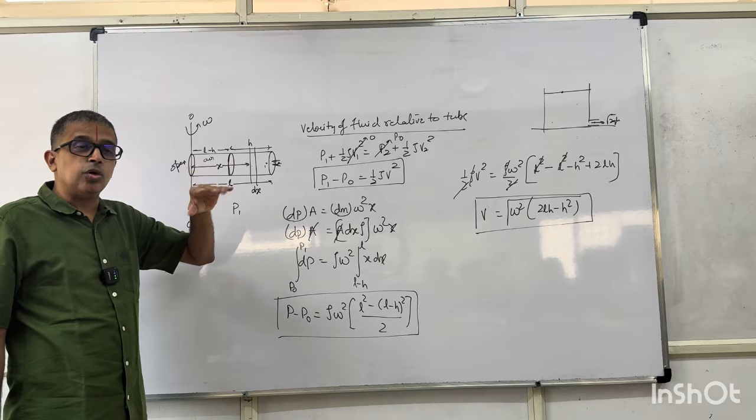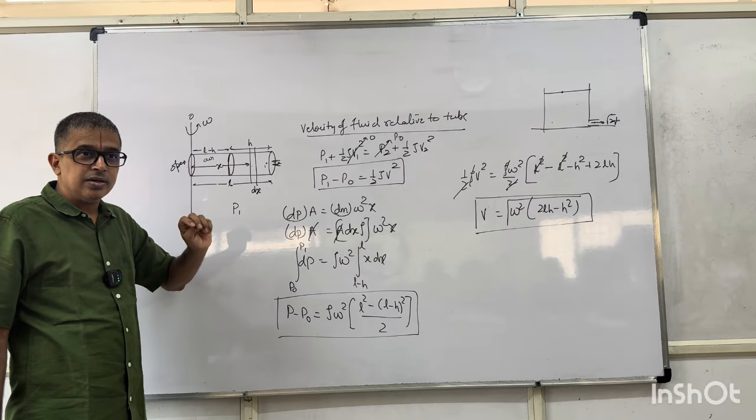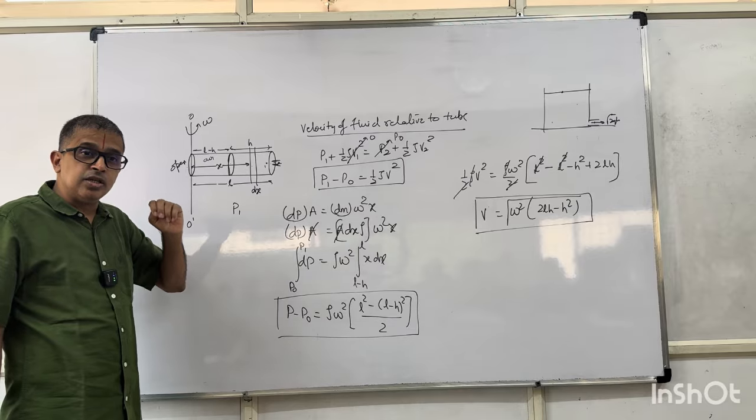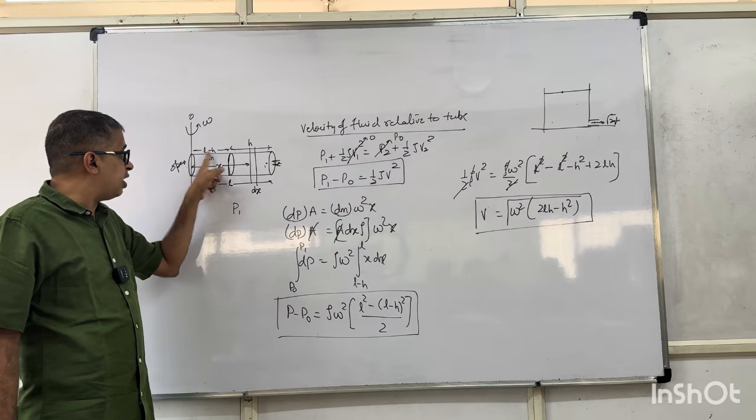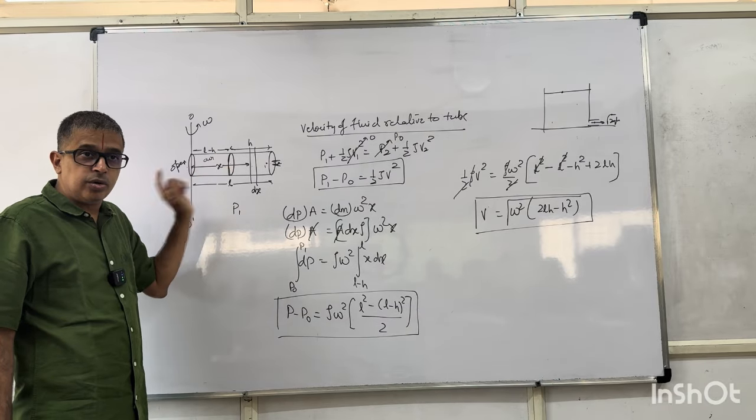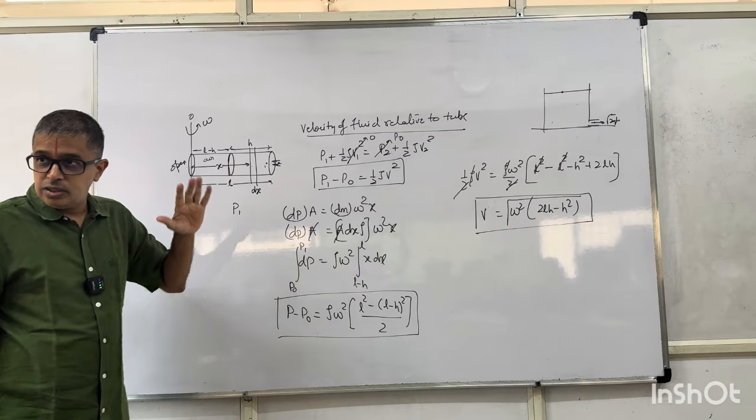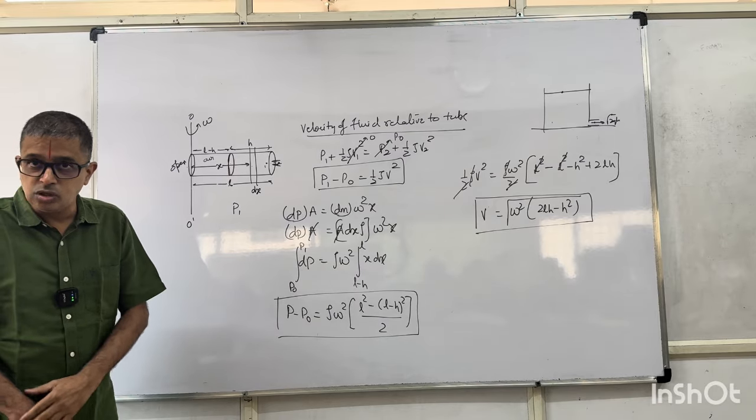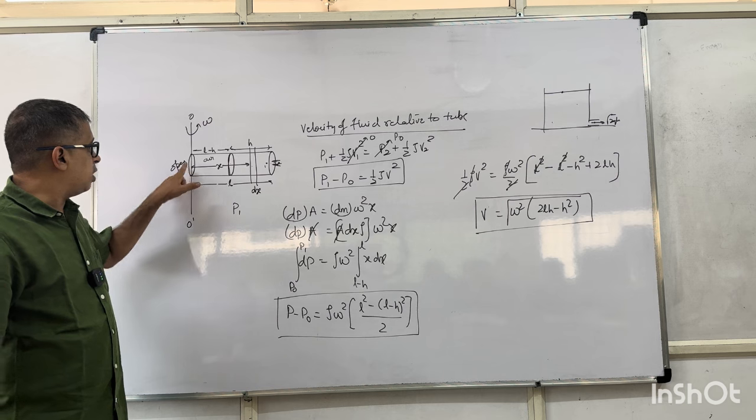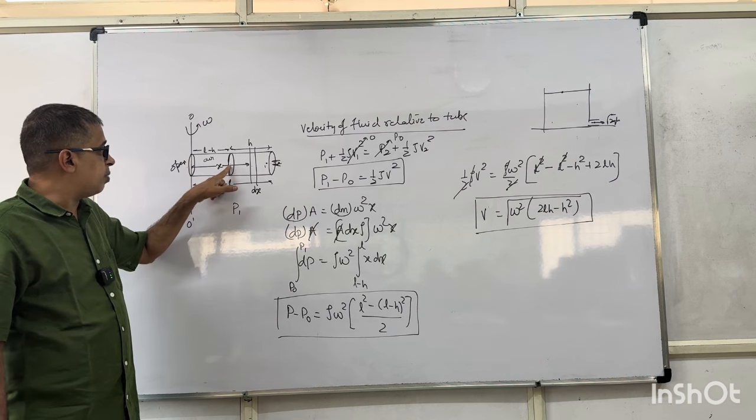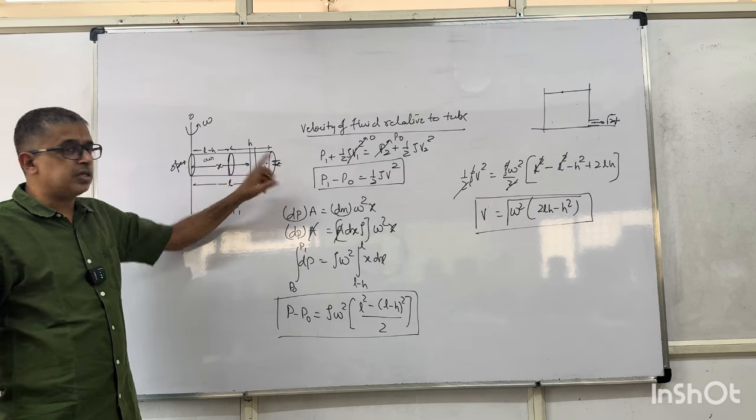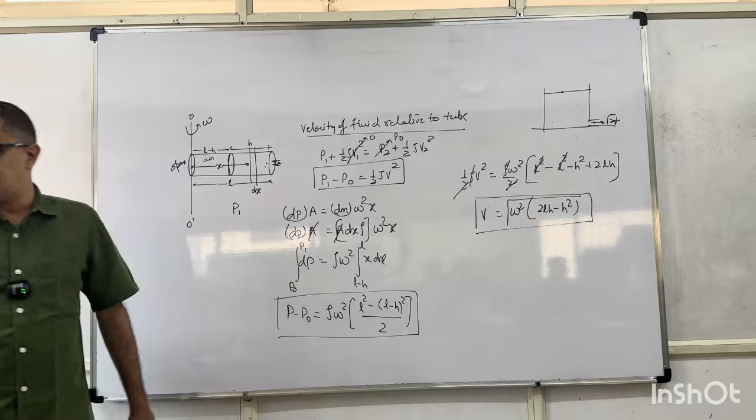Initially, when it was not rotating, pressure was P1. Now when it is rotating, pressure is P2. Now when it is rotating, what will volume be? L minus H into area of cross section. Is that clear? Yes or no? So right now this is open to air. That means the pressure here is atmospheric pressure. The pressure here is also atmospheric.